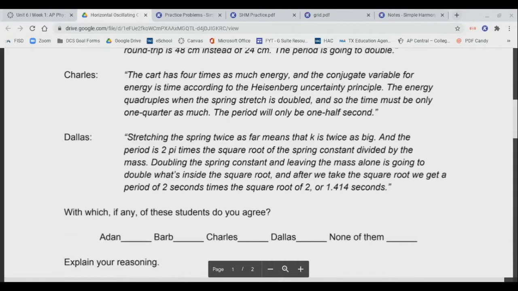Stretching the spring twice as far means that K is twice as big. Let's stop there. Do we agree with Dallas?